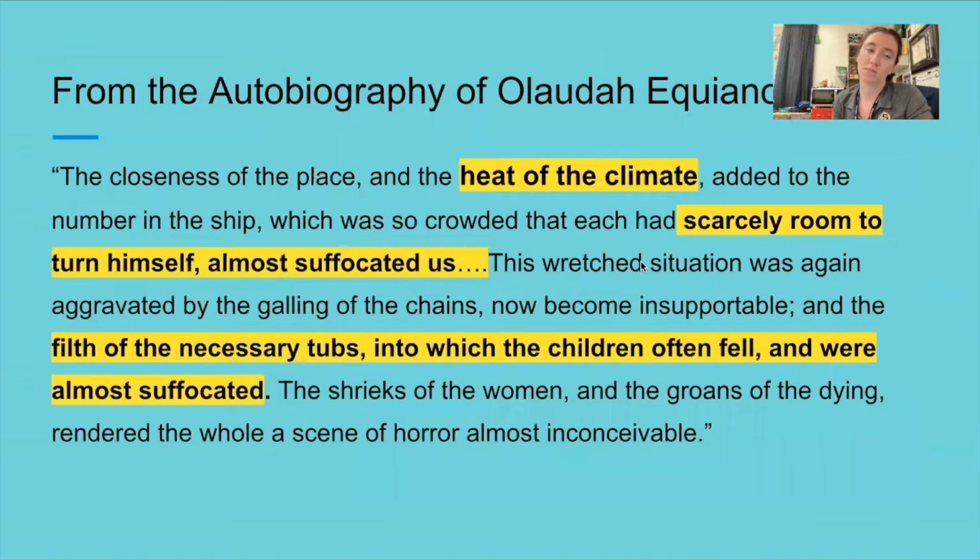So Equiano talks about that when he says, "The closeness of the place and the heat of the climate, added to the number in the ship, which was so crowded that each had scarcely room to turn himself, almost suffocated us. This wretched situation was again aggravated by the galling of chains, now become insupportable, and the filth of the necessary tubs, into which the children often fell and were almost suffocated. The shrieks of the women and the groans of the dying rendered the whole a scene of horror almost inconceivable."